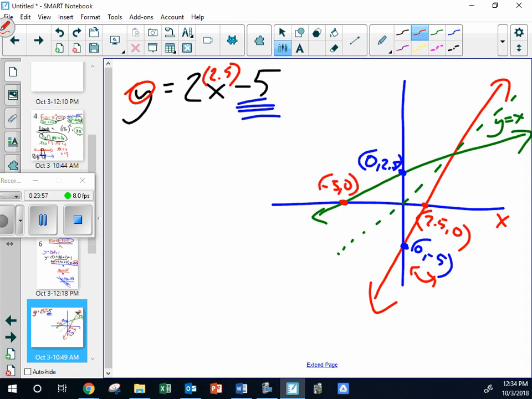Once you've got those 2 points, you can't go wrong. You just draw the line through the points. You can't miss it. Okay, so that's how to find an inverse with a picture.